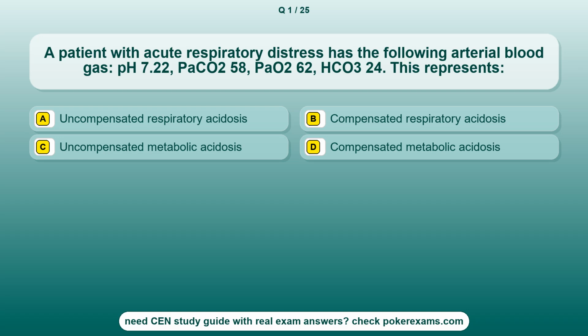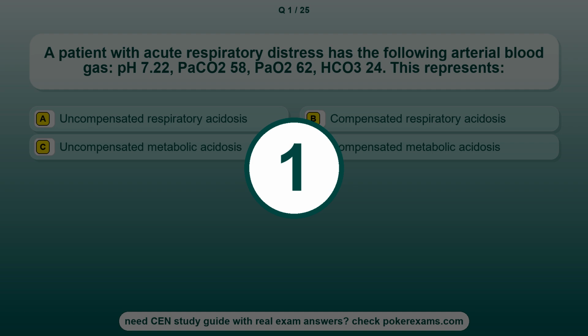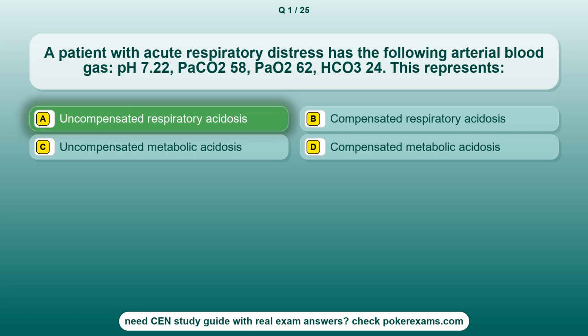Question 1. A patient with acute respiratory distress has the following arterial blood gas: pH 7.22, PaCO2 58, PaO2 62, HCO3 24. This represents option A, uncompensated respiratory acidosis. Option B, compensated respiratory acidosis. Option C, uncompensated metabolic acidosis. Option D, compensated metabolic acidosis. The correct answer is option A, uncompensated respiratory acidosis.